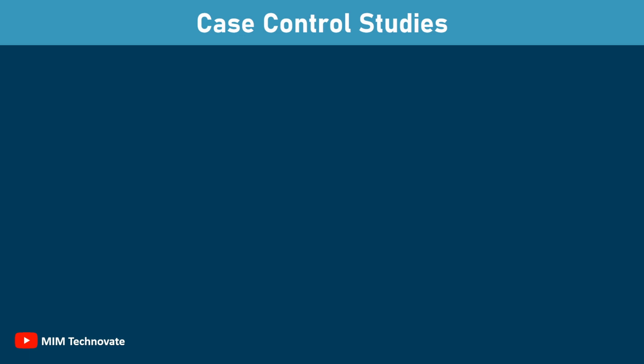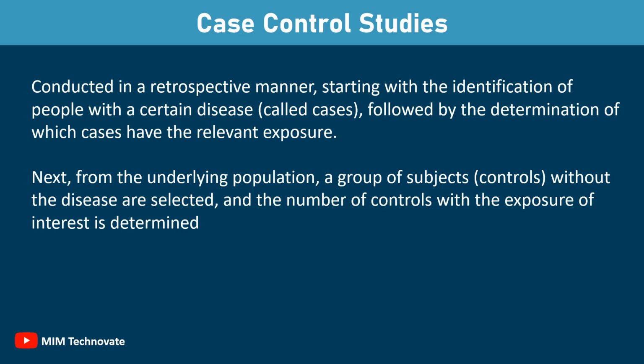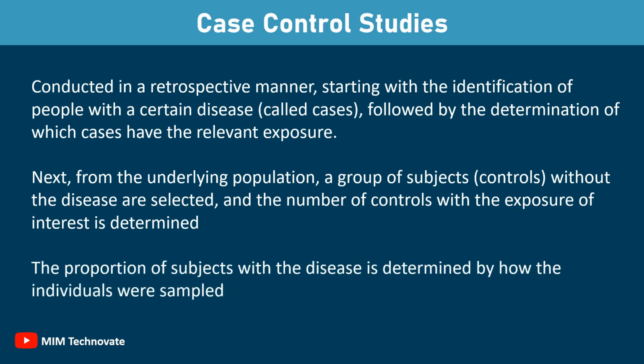Case control studies. Case control studies are conducted in a retrospective manner, starting with the identification of people with a certain disease, called cases, followed by the determination of which cases have the relevant exposure. Next, from the underlying population, a group of subjects, controls, without the disease are selected, and the number of controls with the exposure of interest is determined. The proportion of subjects with the disease is determined by how the individuals were sampled. The measure of association for a case control study is calculated using an odds ratio.